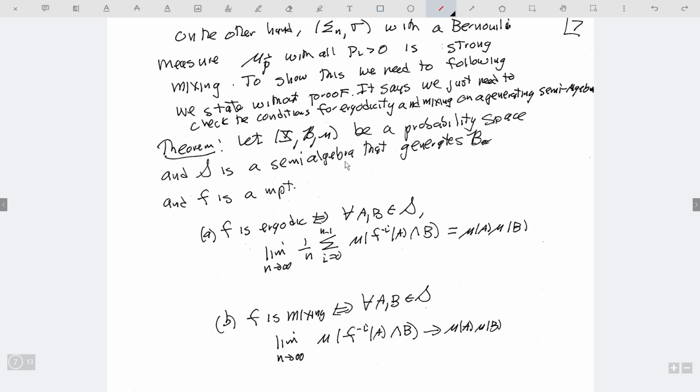But we have a probability space and a semi-algebra. Of course, an algebra is a semi-algebra, so you can use an algebra here. A semi-algebra that generates the sigma algebra, and we have a measure-preserving transformation. Then it's ergodic if and only if we get this convergence on average for just sets in the semi-algebra. And the same with mixing: we get the convergence of this measure to the product, and we just need to check the elements of the semi-algebra.